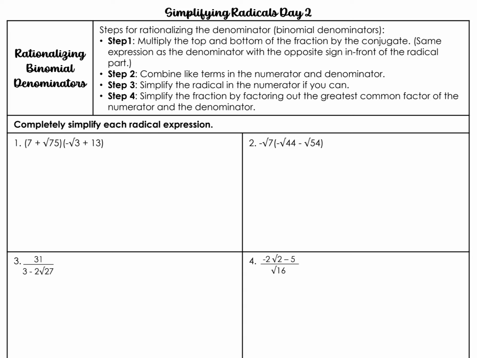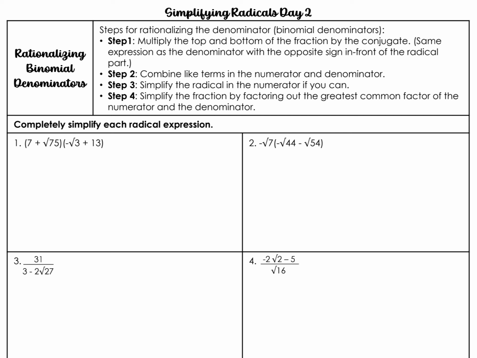All right, so welcome back to Simplifying Radicals. This is day 2 because in the previous lesson, we covered how you can rationalize the denominator when it's a monomial. And then today we're going to extend upon that, and we are going to rationalize binomial denominators. By the end of this lesson, you should be able to recognize when a radical expression is fully simplified and correctly rationalize a denominator with 2 terms.